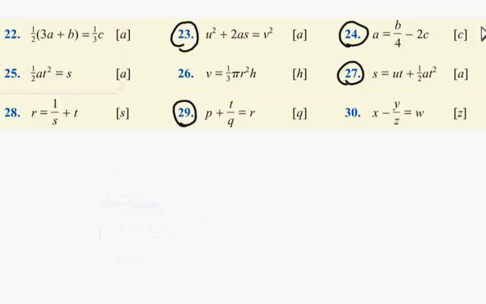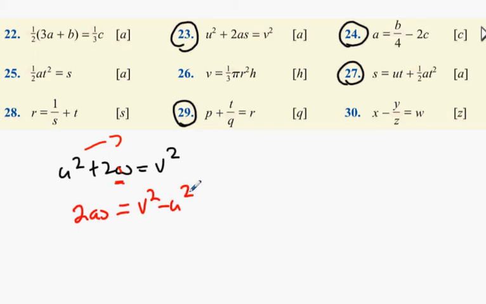Now, what happens next, guys, is v squared equals u squared plus 2as. We want to get a on its own. Okay, so what leaves first? The u squared goes to the other side. 2as equals v squared minus u squared. What happens next? The 2 and the s divide underneath. So a equals v squared minus u squared all over 2s. And that's that one done.